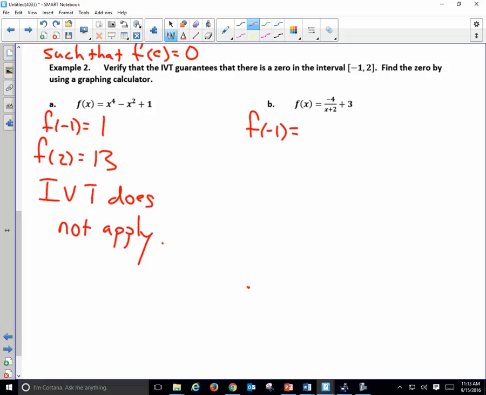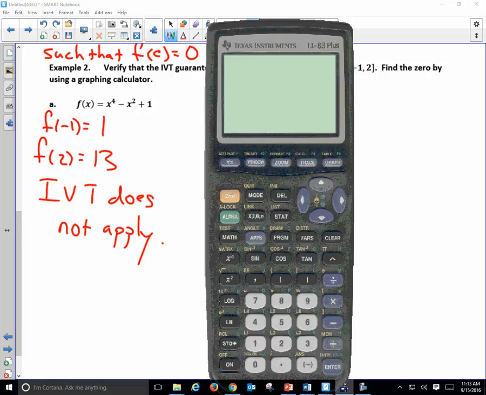-4 divided by a -1, or positive 1, is -4 plus 1. Yep, -1, very good. F of 2 is 2. Does that guarantee a 0? Yeah, it sure does. Let's find that 0 using our graphing calculator.